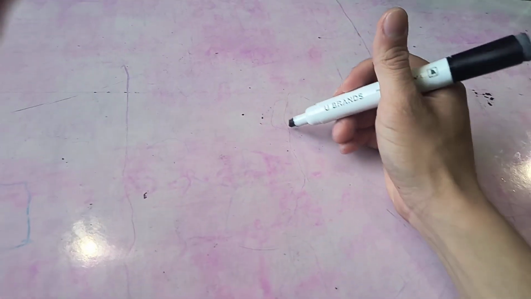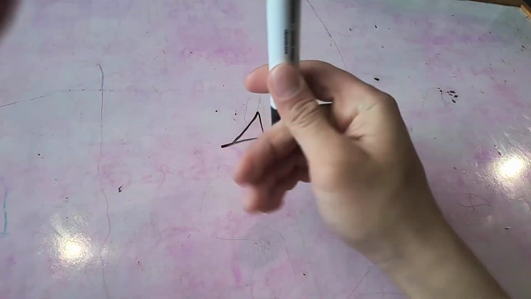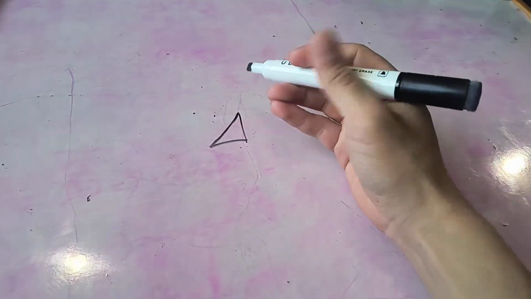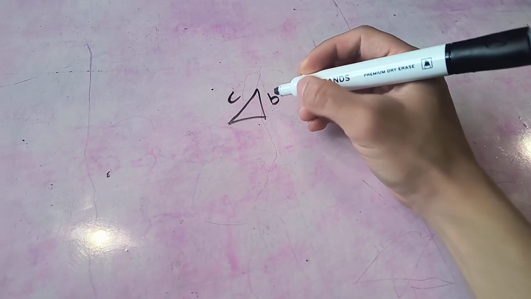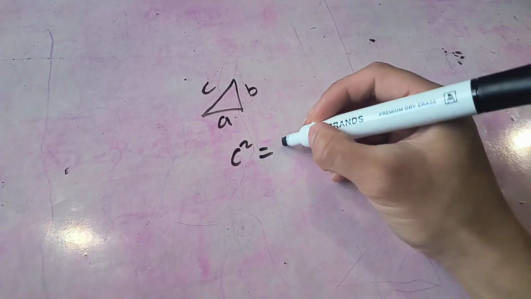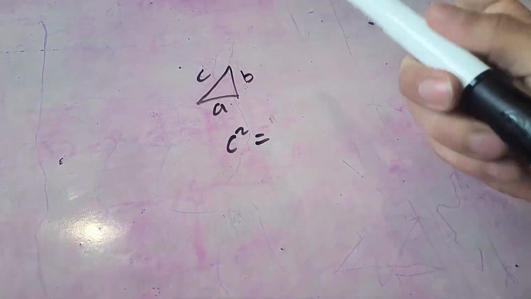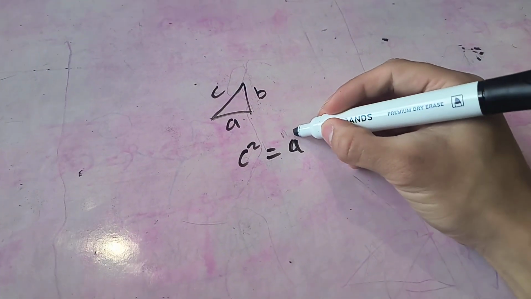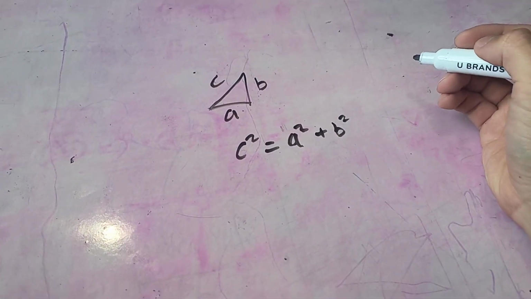Okay, so let's say we have this triangle right here, and we got C, and we got B, and we got A, and we know that C squared equals A squared plus B squared, right?